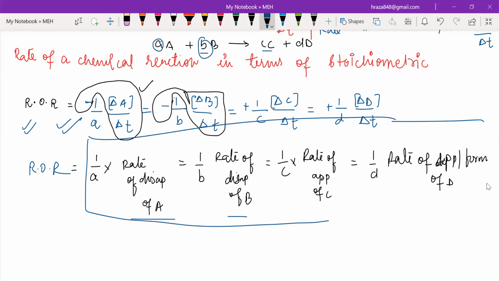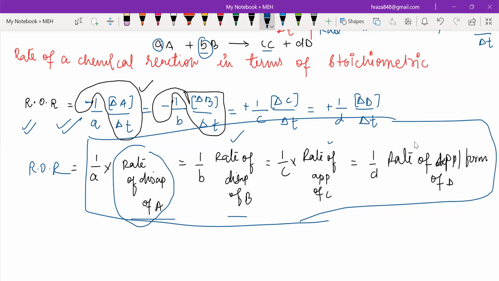Yes, sir. So if you know the value of one, you can easily calculate the rate of appearance or disappearance of each and every component in this reaction. Is that clear? Yes, sir.